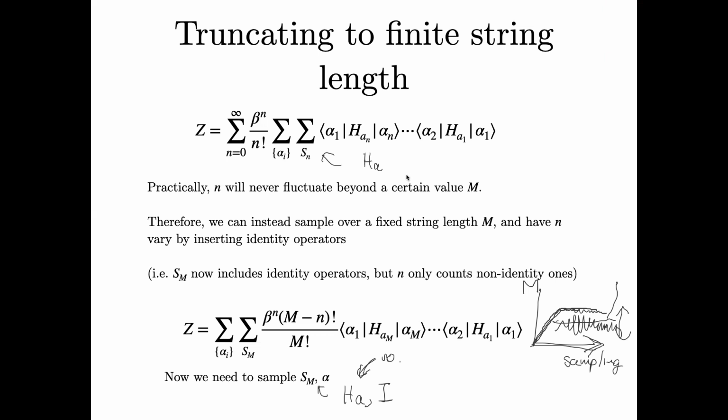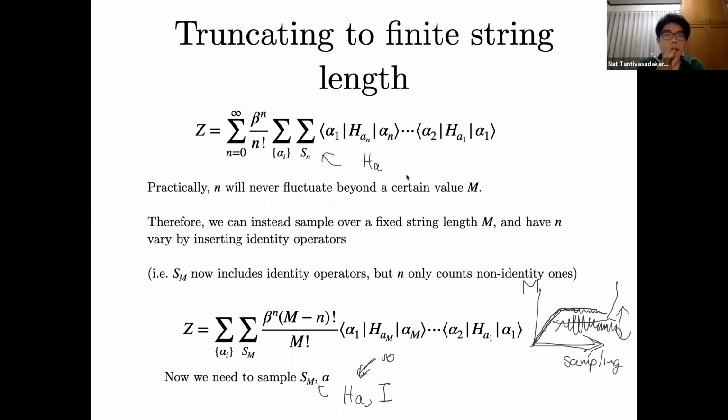Okay, any other questions? So right now, instead of sampling over all possible string lengths, I've truncated to a finite string length. And now we just need to sample the strings, which consist of terms in the Hamiltonian or the identity, and also spin configurations.